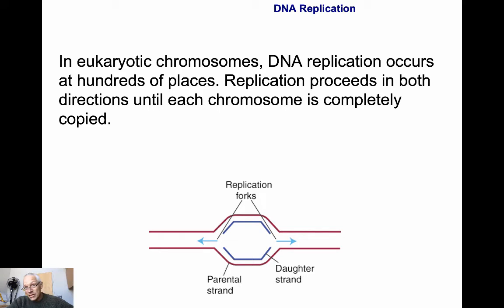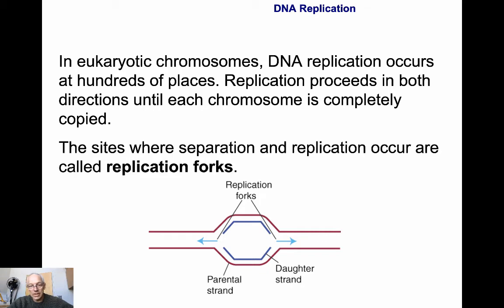Because if we see what the sequence is on one strand, we know which nucleotides would line up and bond with the other strand because of this specificity between A and T, G and C. Those places where the DNA molecules are unzipped are called replication forks.